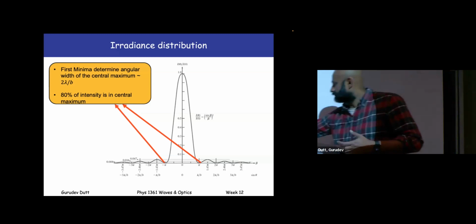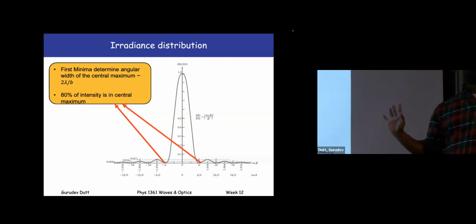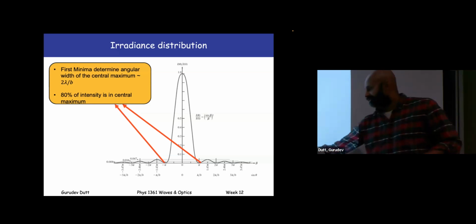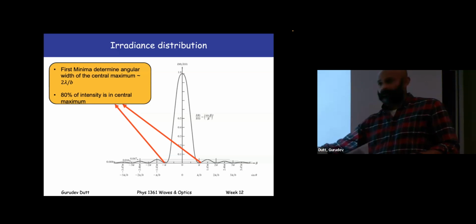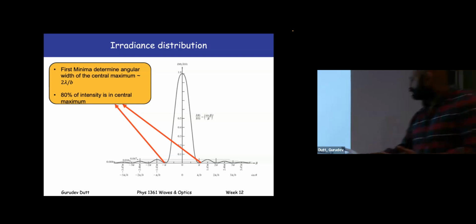So the total width from here to here is 2 times lambda over b, and 80% of the intensity is in this center. Effectively, almost all of the intensity is in here, but yes, we do have additional maxima, which you can easily work out for yourself by finding where sine beta over beta is maximum, or in between.